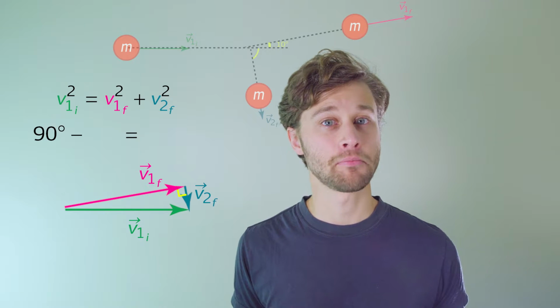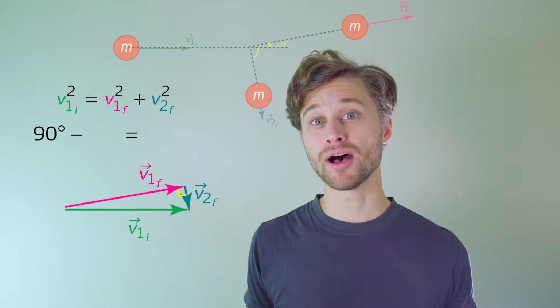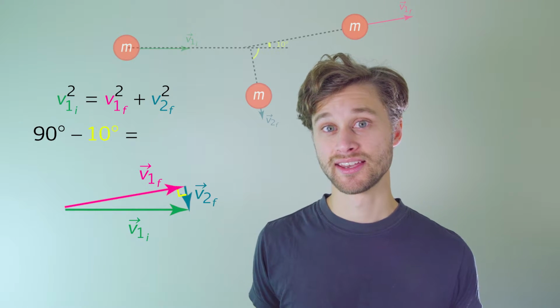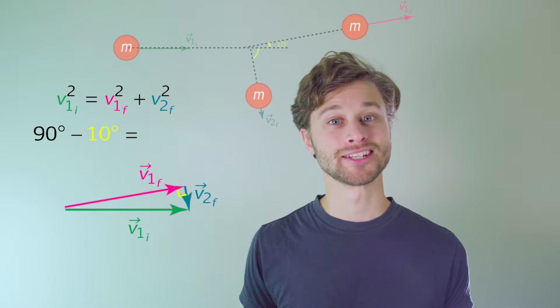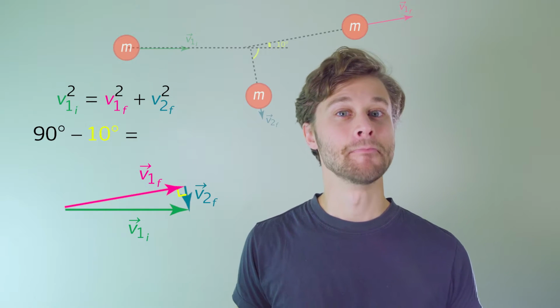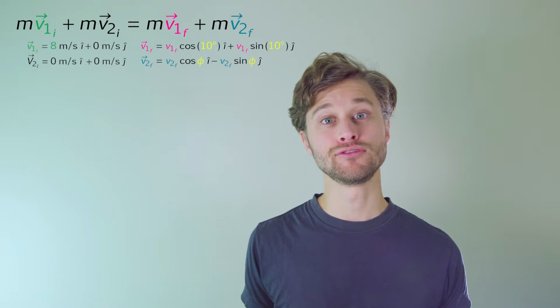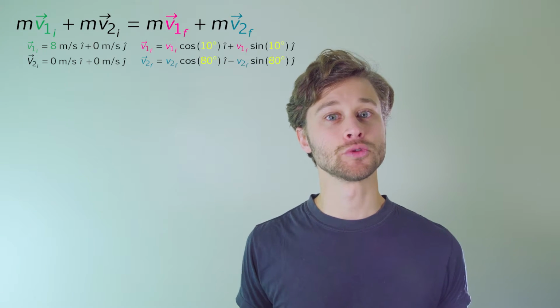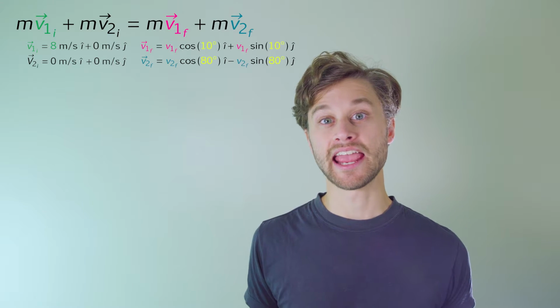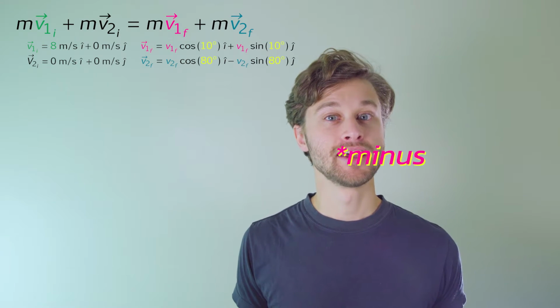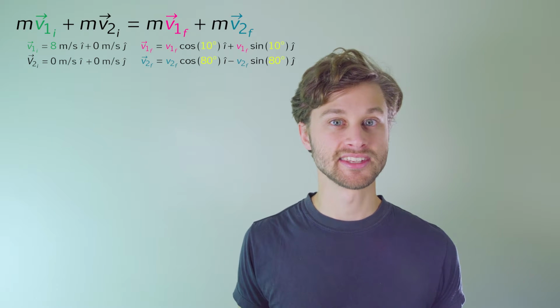Therefore, since the angle that puck 1 is deflected up above the x-axis is 10 degrees, the angle that puck 2 is deflected below the x-axis must be 80 degrees. Okay, so now I can rewrite V2 final as V2 final cosine 80 degrees i hat plus V2 final sine of 80 degrees j hat.